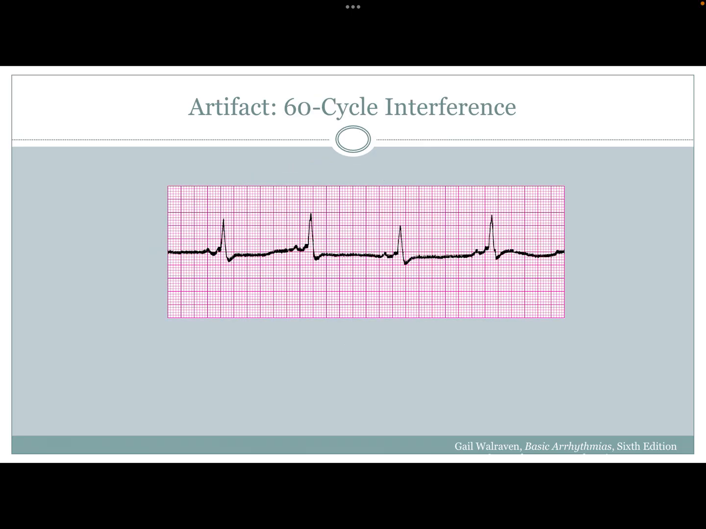And there's a thing called 60 cycle interference, and it's kind of hard to see, but it's almost like you've got this little teeny tiny thing. Usually when this happens, it's the result of the EKG being plugged into the truck. Usually if you unplug it, you can get it to stop. But it's called 60 cycle interference.